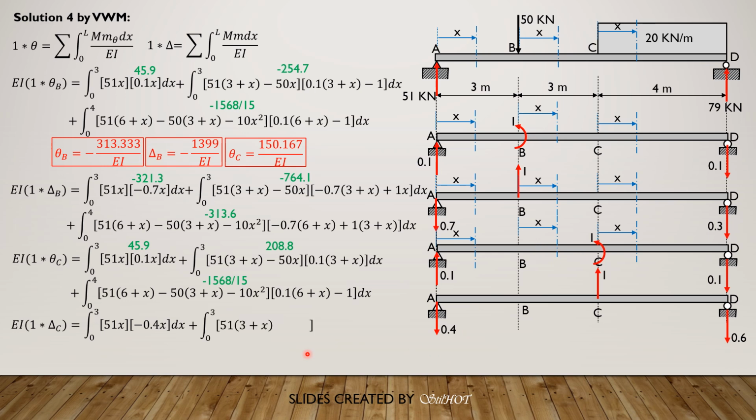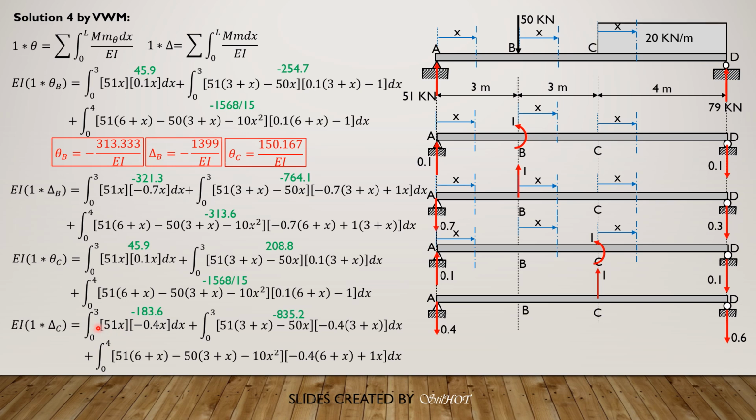Then plus integral from 0 to 3 of 51 times 3 plus x minus 50x times negative 0.4 times 3 plus x dx, 0 to 3. Then plus integral 0 to 4 of quantity 51 times 6 plus x minus 50 times 3 plus x minus 10x squared times negative 0.4 times 6 plus x, then plus 1 times x. So the sectioning is the same as above.